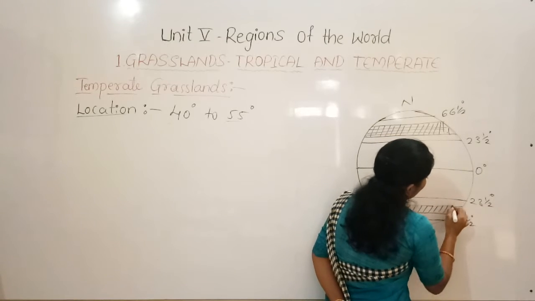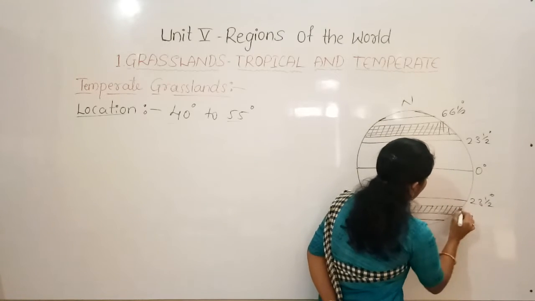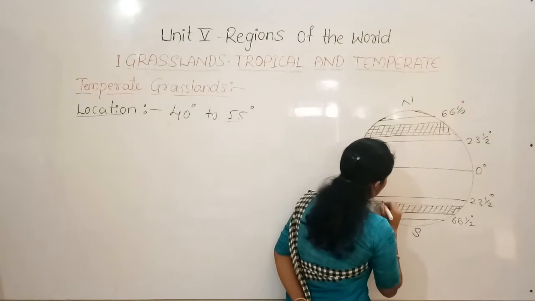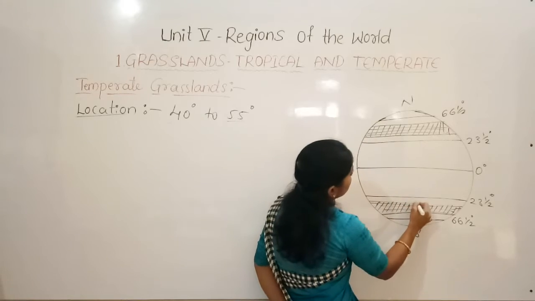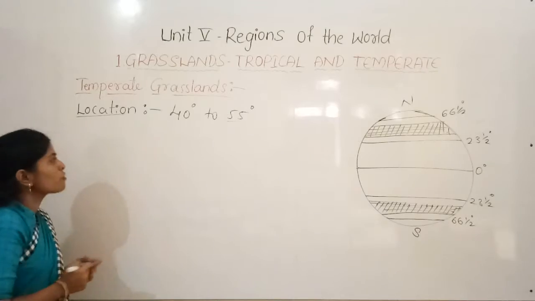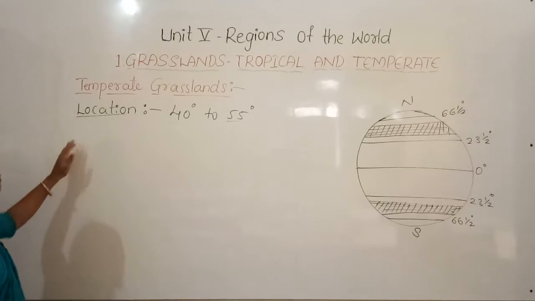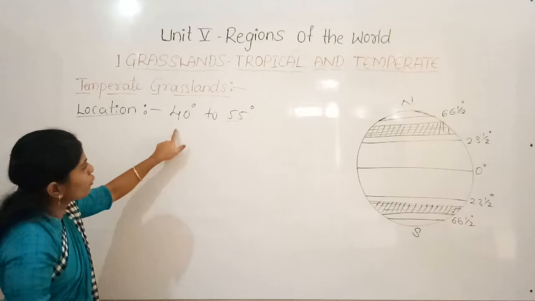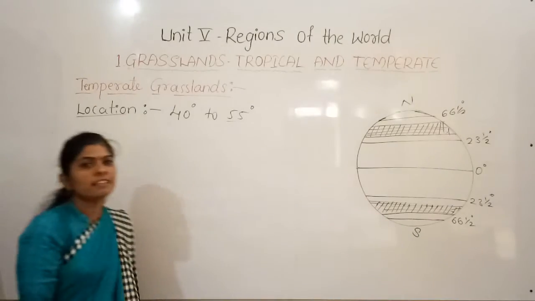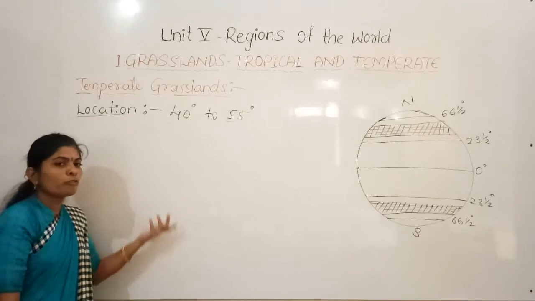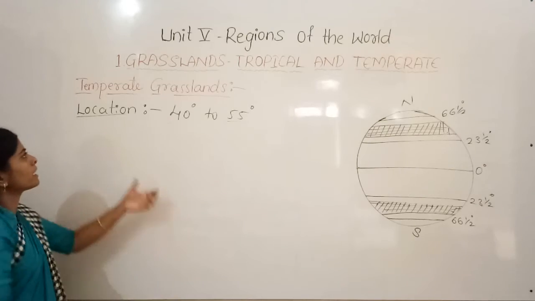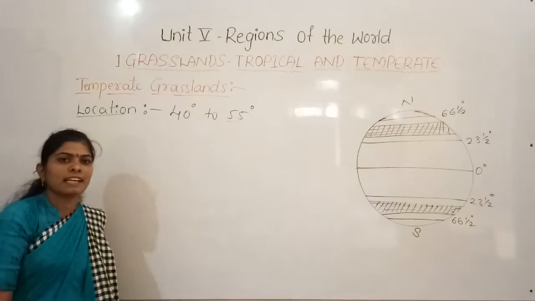So this is the location of the temperate grasslands, with the lines I have shown here. In both the latitudes, the temperate grasslands are located from 40 degree to 55 degree in the northern hemisphere as well as in the southern hemisphere. We all know that they lie in the temperate zones. That is why we give the name temperate grasslands.